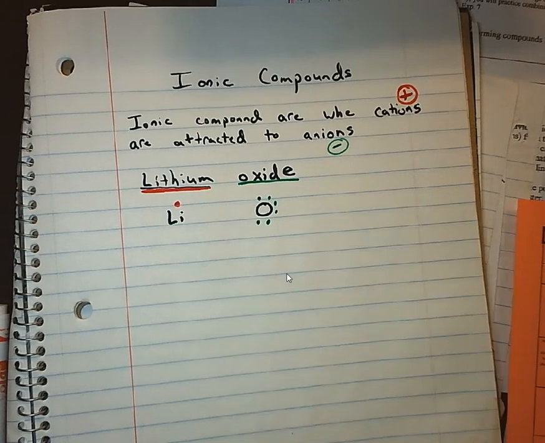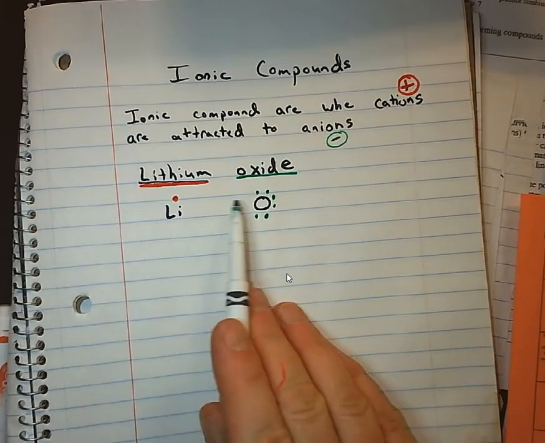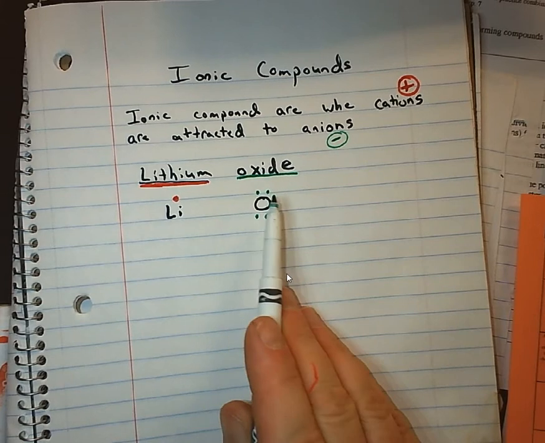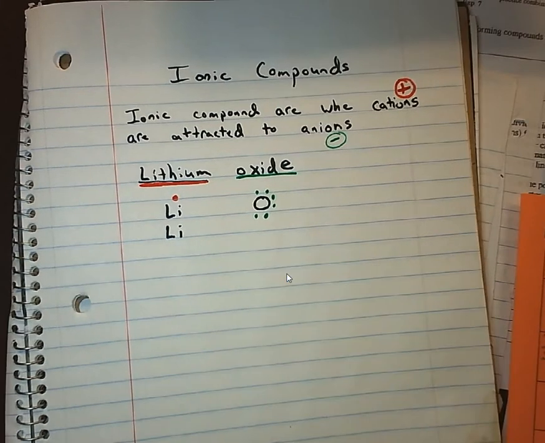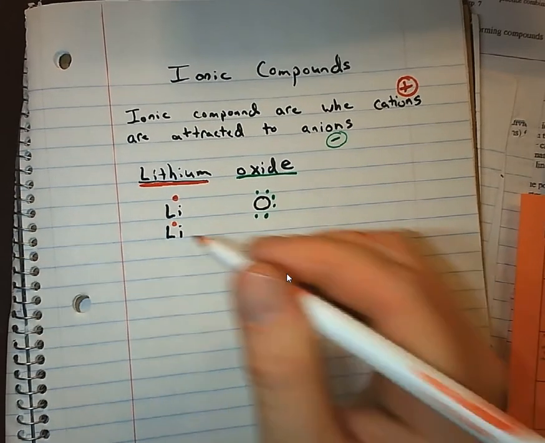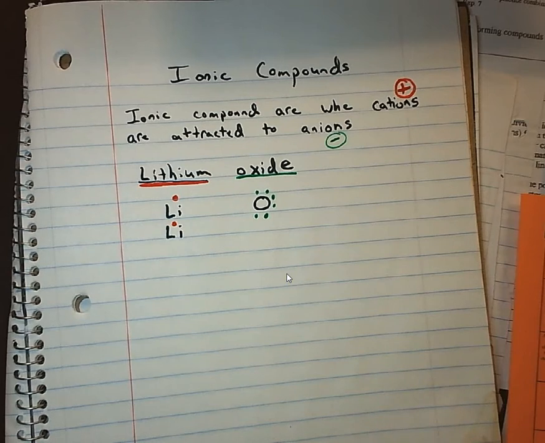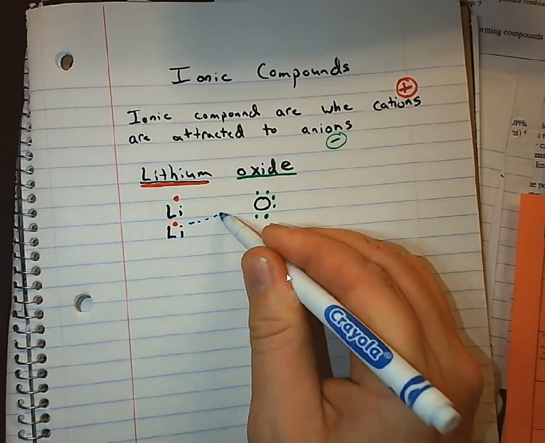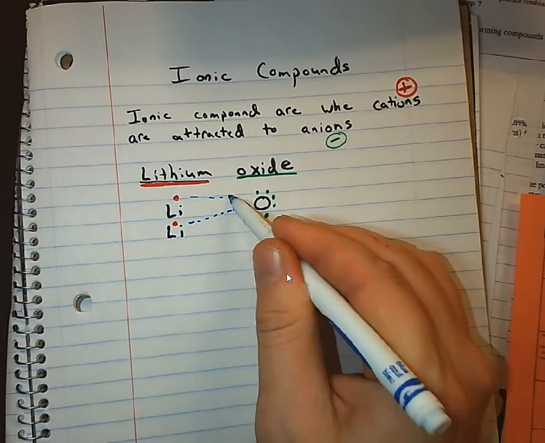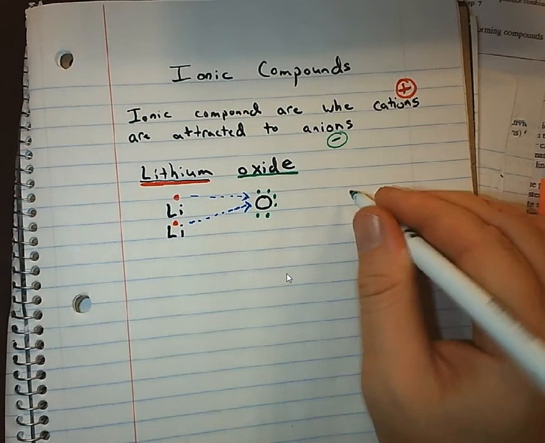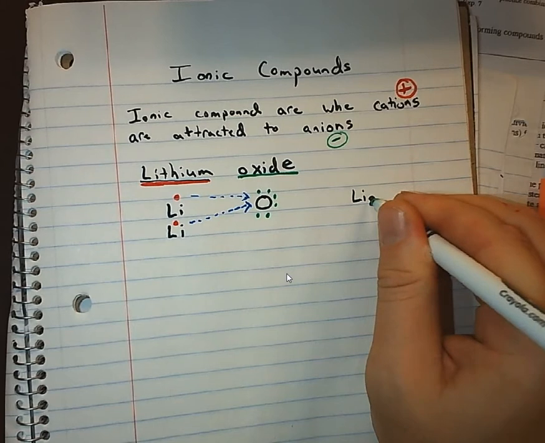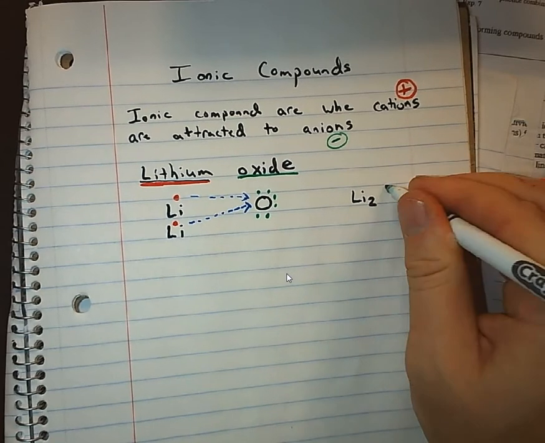Now the idea here is we have to transfer our electrons. If lithium transfers its 1, it's complete, but oxygen only has 7, meaning we need another lithium. Lithium always has 1 valence electron, and both of these would be transferred over to oxygen, giving it a complete shell. When we write our formula, we have 2 lithiums, Li2, this is our coefficient, and we have 1 oxygen. That's our ratio.